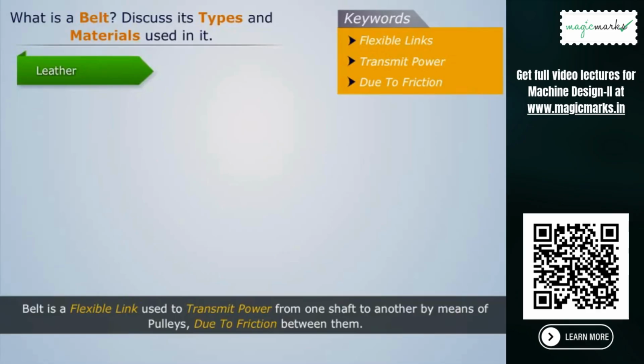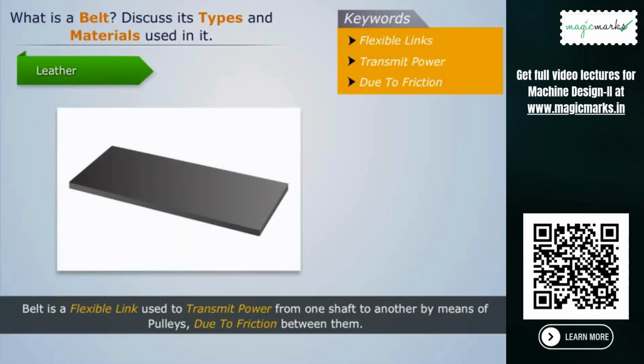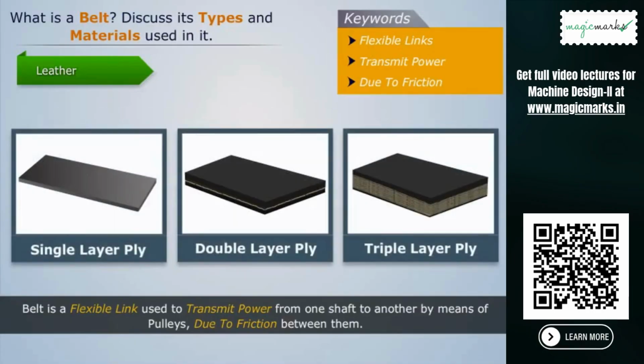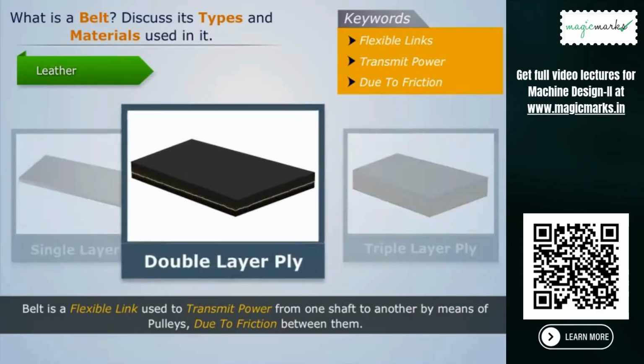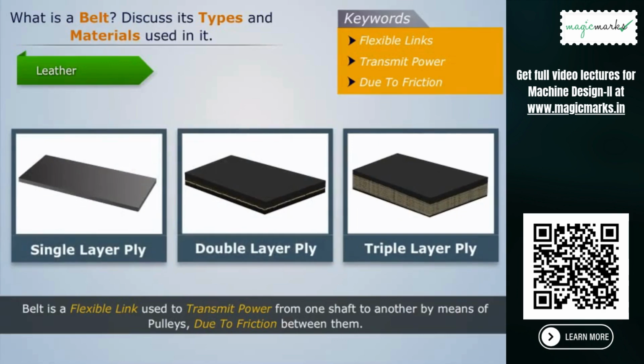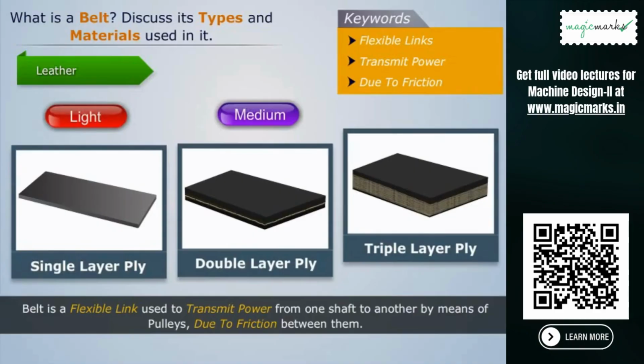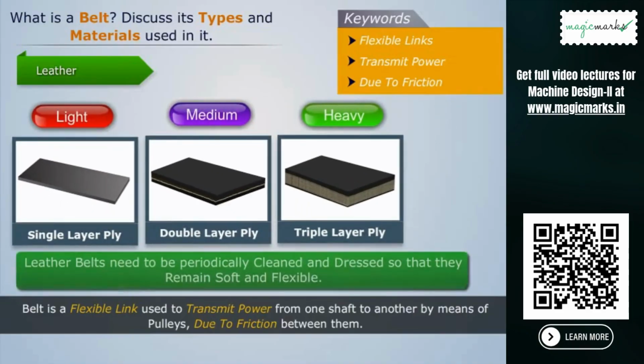Leather. It is the most commonly used material for making belt. The best leather belts are made from 1.2 meters to 1.5 meters long strips. These belts are specified according to the number of layers of leather used, such as single, double or triple ply, and according to the thickness of hides used, such as light, medium, or heavy. Leather belts need to be periodically cleaned and dressed so that they remain soft and flexible.